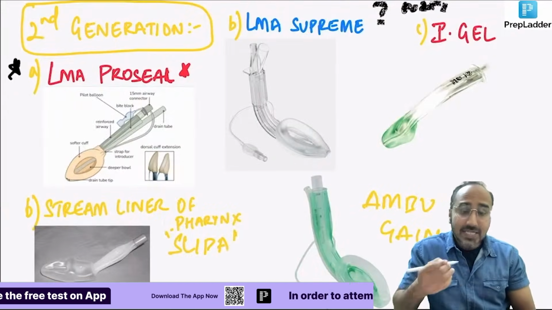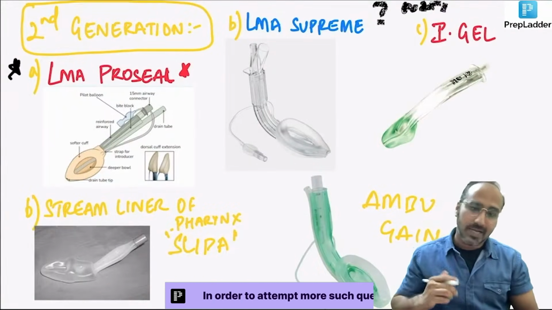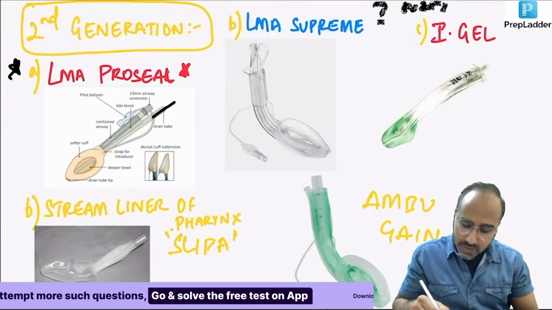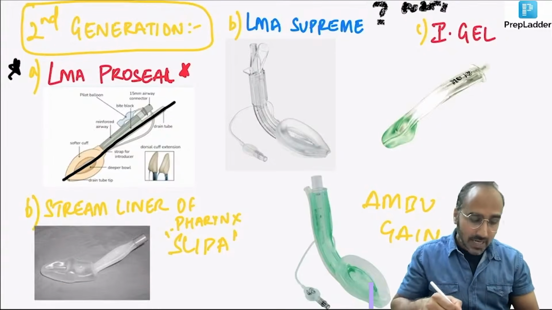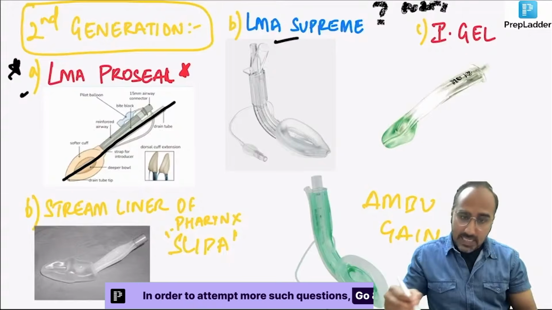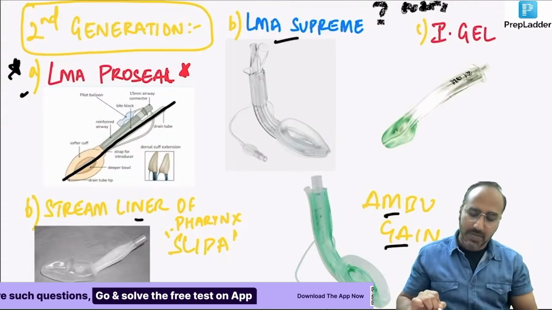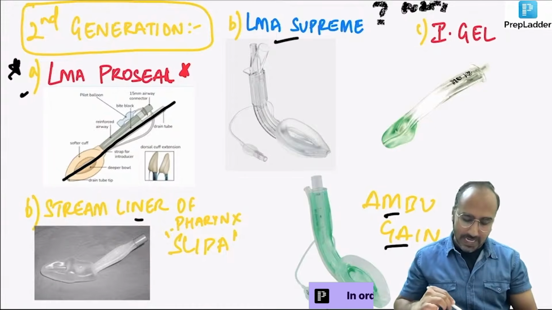Second generation LMA, when do you call it that? When you add an extra port to this LMA, that is, an additional port through which you can put the Ryle's tube and deflate the stomach. Examples are LMA Proseal, LMA Supreme, i-gel, Ambu Gain and SLIPA, the streamliner of the pharynx. Okay, these are first and second generation LMAs.